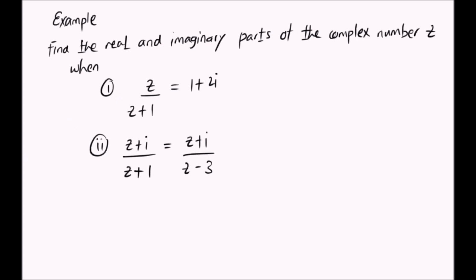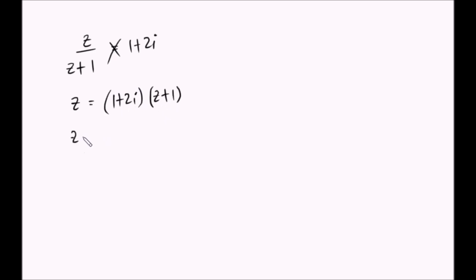Let's do first Roman 1. So we have Z over Z plus 1 equals to 1 plus 2i. So we have to find the real and imaginary part of Z here. I'm just going to cross and multiply. I get Z is equal to 1 plus 2i times Z plus 1. So Z is equal to 1 times Z is Z. 1 times 1 is 1. 2i times Z is 2Zi. And then 2i times 1 is 2i.